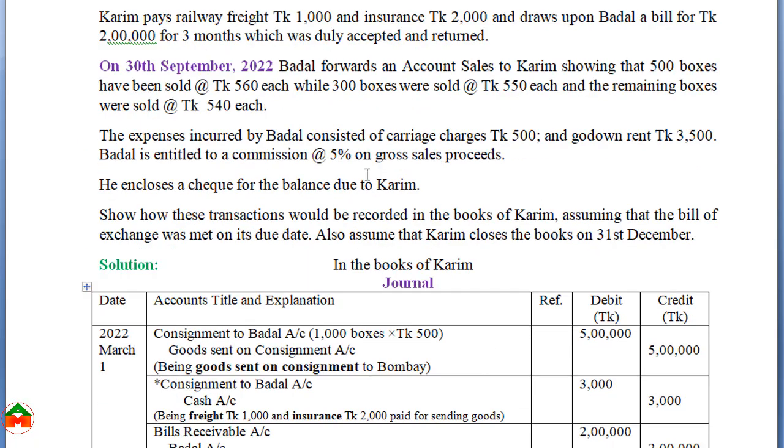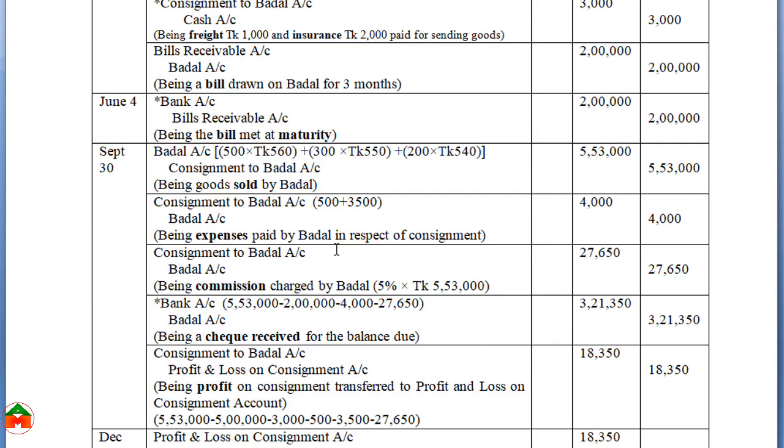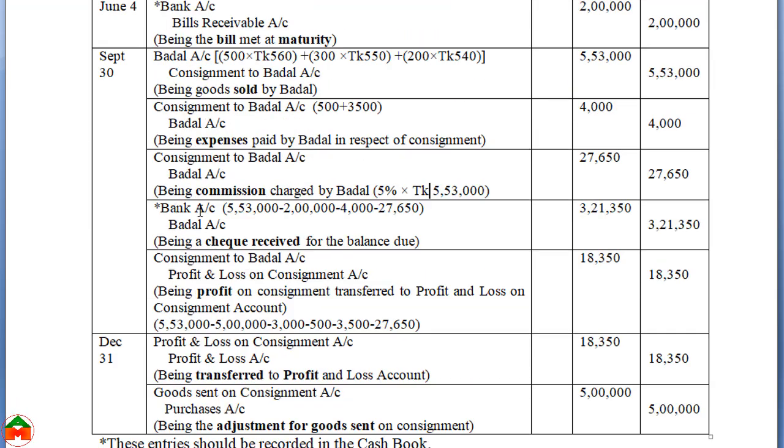And we can see there is an indication that Mr. Karim receives the due amount of payment. I mean, Mr. Badal, who is the consignee, has paid the remaining amount. Remaining amount means after deducting the expenses and commission from the sales proceeds, the consignee, Mr. Badal, paid the amount. What is the journal? We can see bank account debit and Mr. Badal account credit. What is the total amount?